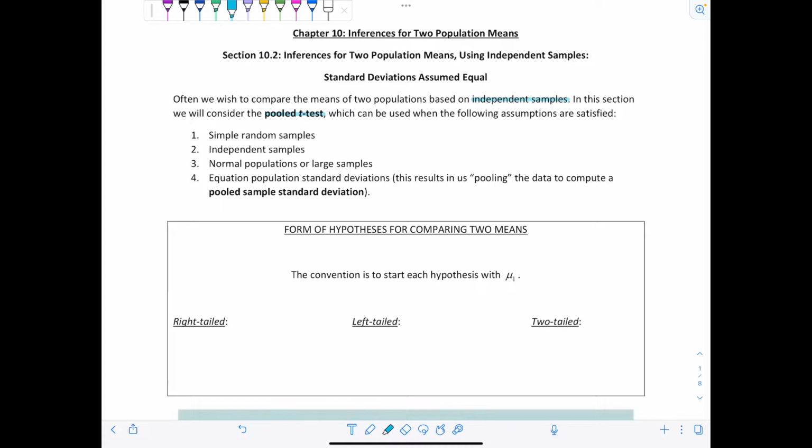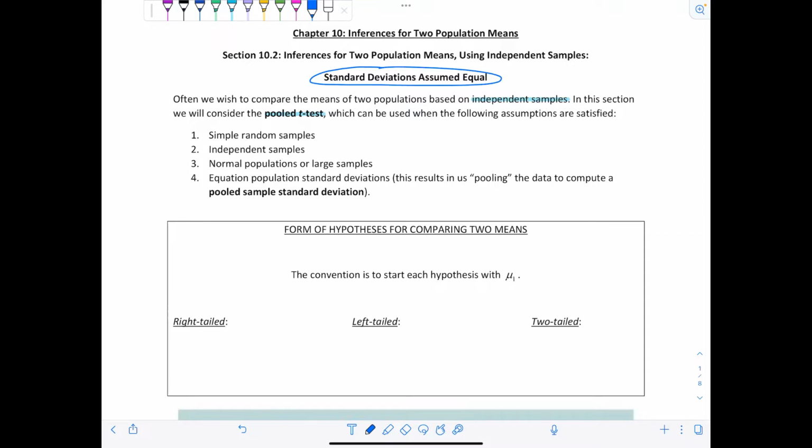The big difference between deciding which one to use is this assumption right here, whether or not the standard deviations are assumed equal. There are four main assumptions, so let's go through them. First one is that each of the samples is a simple random sample. That's pretty run-of-the-mill, we always just have to have that assumption satisfied. Second one is that these are independent samples. We're comparing the means of two populations, and the sample representing each population, these two samples have to be independently selected. We will look at dependent ones coming up.